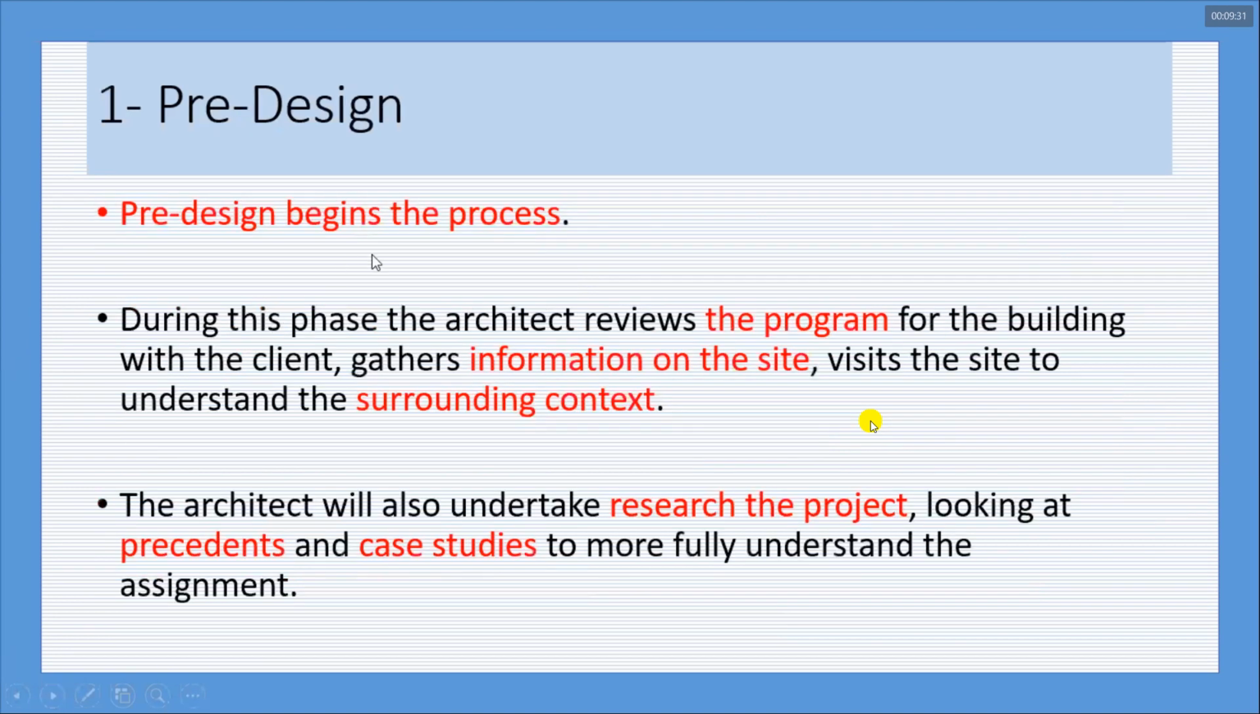So let's define pre-design. It's the beginning process. Here, the architect reviews the building list of requirements or building program. He gathers information by visiting the site and the surrounding areas of the site. He also researches previous case studies, precedents, and examples, so that he can work more efficiently on the assigned task.